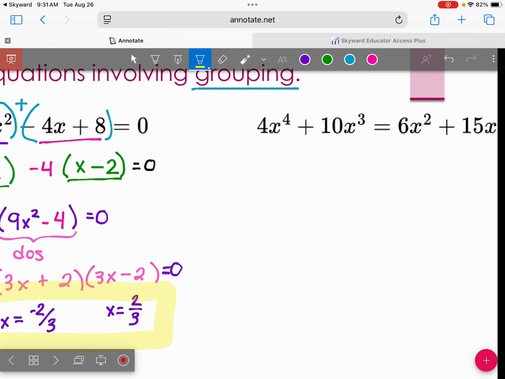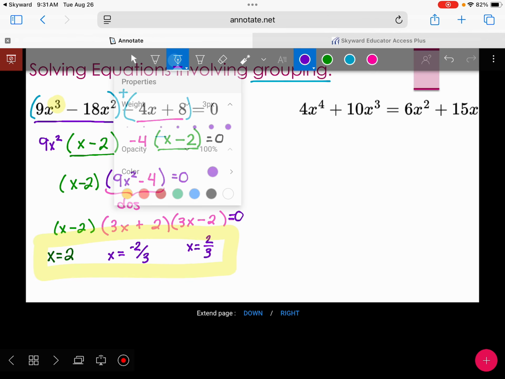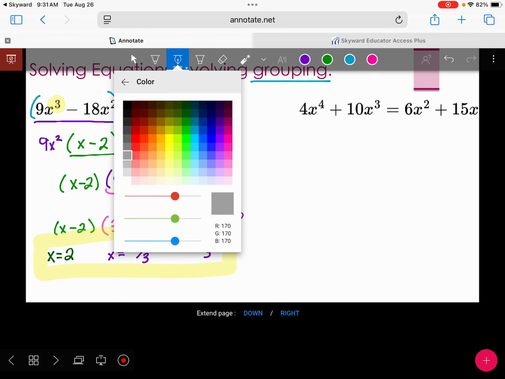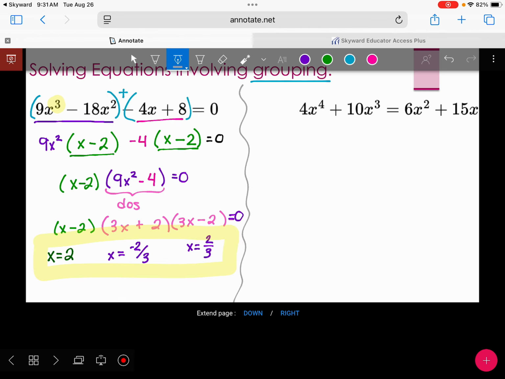Questions on that first one of these? Because these polynomial ones are unpleasant. They're awkward. But we can do this.